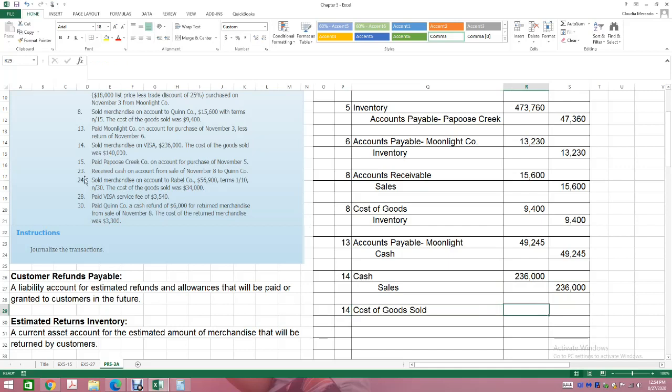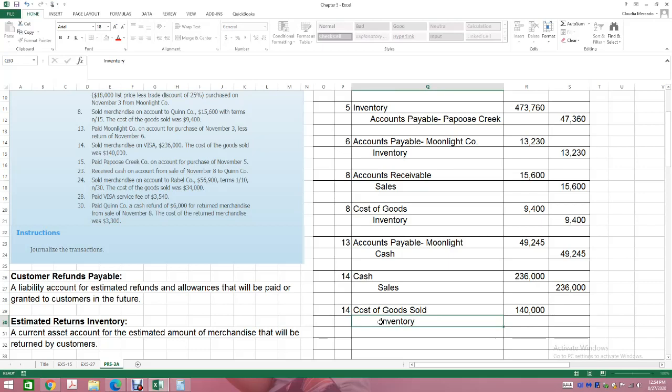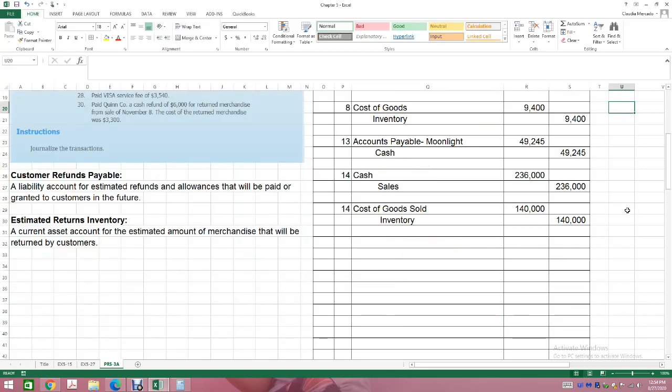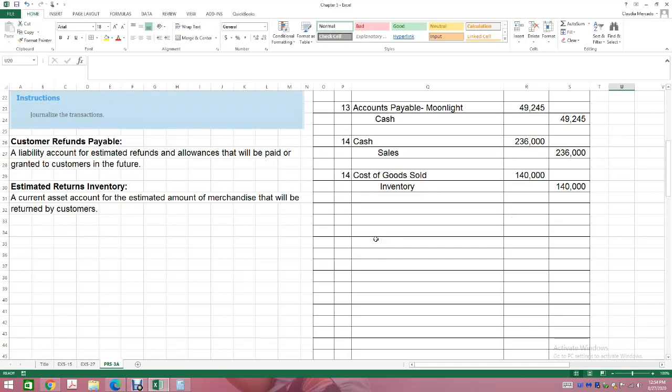Okay, according to the problem, this is happening on the 14th. The cost of goods sold was $140,000. Then what's going to happen to your inventory? If you sold these goods, are they still sitting in your warehouse? No, they're gone. So because they're gone, I need to reduce or bring down my inventory balance. So that happened on the 14th.